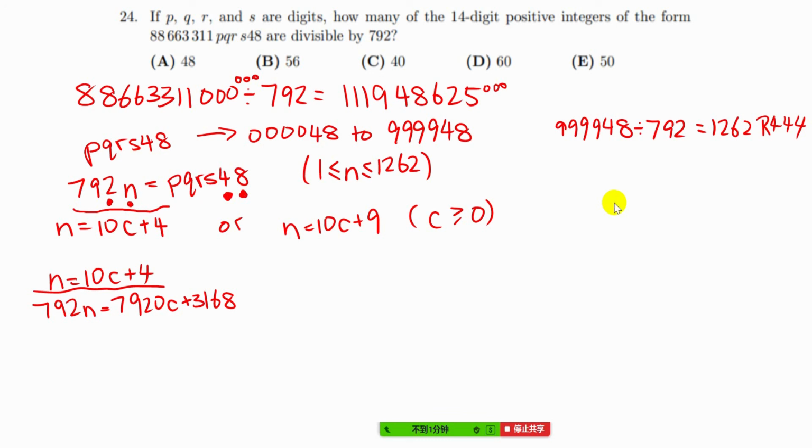So over here, the 792n equals 7,920c plus 3,168. So this needs to have a tens digit of 4. So this means that 2 times c plus 6 equals 4 or 14 or 24, and so on. So 2c plus 6 equals 4, 14, 24, and so on.